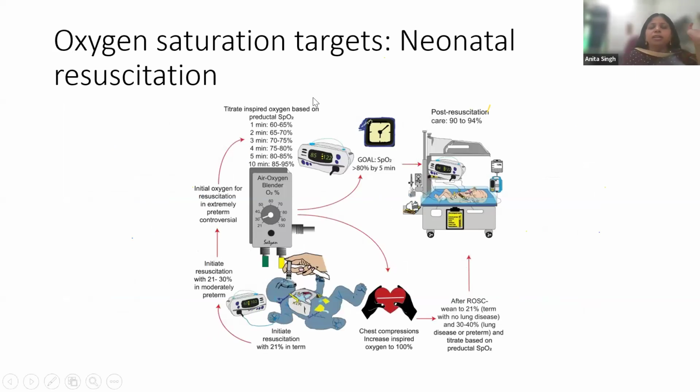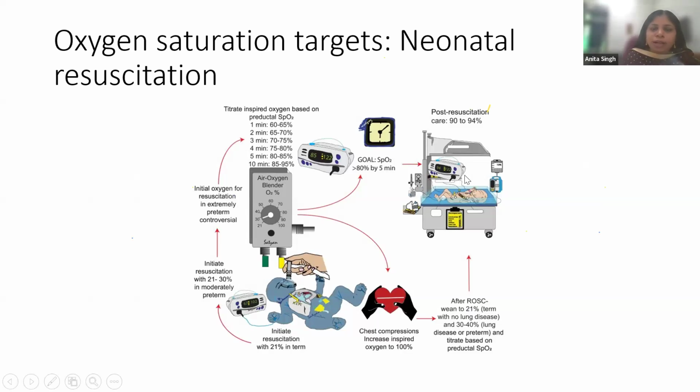So, oxygen saturation targets. This is a very interesting topic which has been studied over the years, and it was always debatable what is the good oxygen saturation for the baby. Before the year 2000, it was thought that high oxygen delivery is good, and subsequently it was observed that oxygen is toxic. It leads to retinopathy of prematurity, and a brief exposure to high oxygen level in resuscitation is also detrimental.